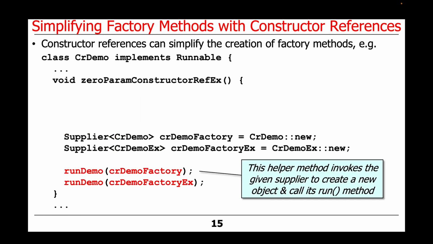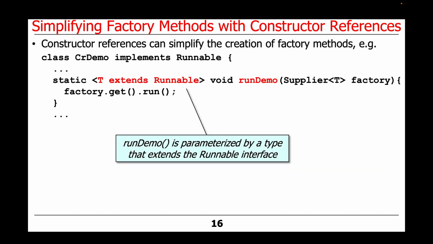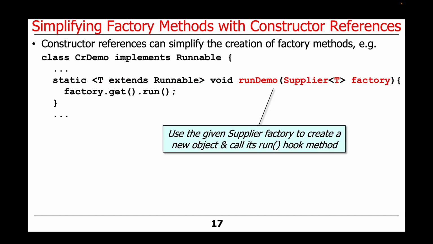When we call the run demo helper method, this will be passed the appropriate supplier object, and that supplier object, as we'll see momentarily, will be invoked to create a new object and then call its run hook method. Let's now turn our attention to the run demo helper method. As you can see, this method is parameterized by type T that extends Runnable, meaning that it has a run hook method of type T that can be called. Run demo is provided a parameter of type Supplier of type T called factory.